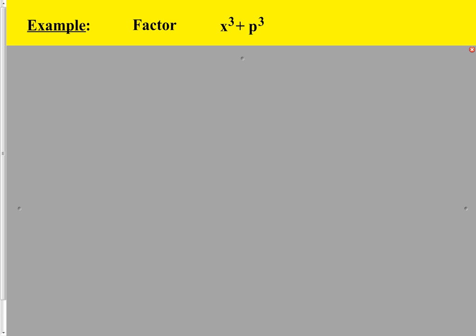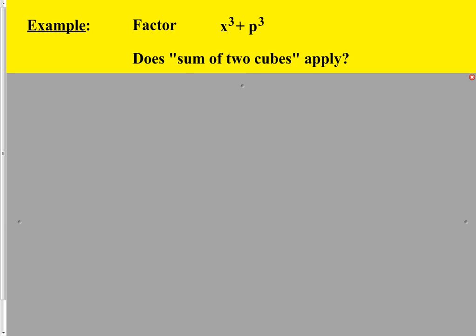Okay, I didn't help you out much as far as numbers go because I gave you an example that has more variables in it. So let's take a look at this. Let's say we're supposed to factor x cubed plus p cubed. Well, we see the cubes in there, the third power, so we would suspect something like a sum of two cubes. And so the question is, does the sum of two cubes apply?